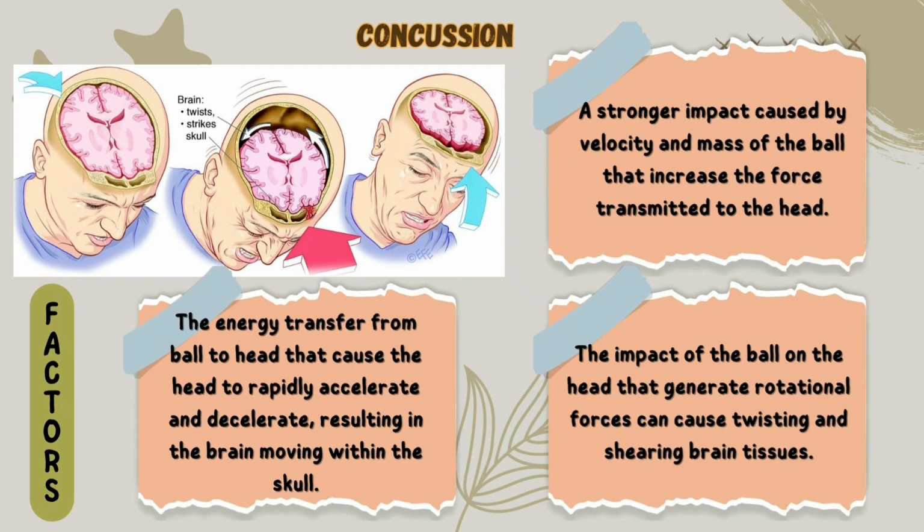Some factors of concussion are: first, the energy transfer from ball to the head that causes the head to rapidly accelerate and decelerate, resulting in the brain moving within the skull. Second, a stronger impact caused by velocity and mass of the ball that increases the force transmitted to the head. Last, the impact of the ball on the head that generates rotational forces can cause twisting and shearing of brain tissues.